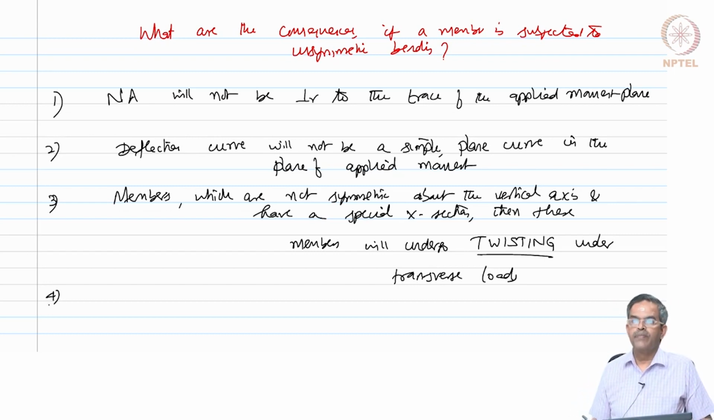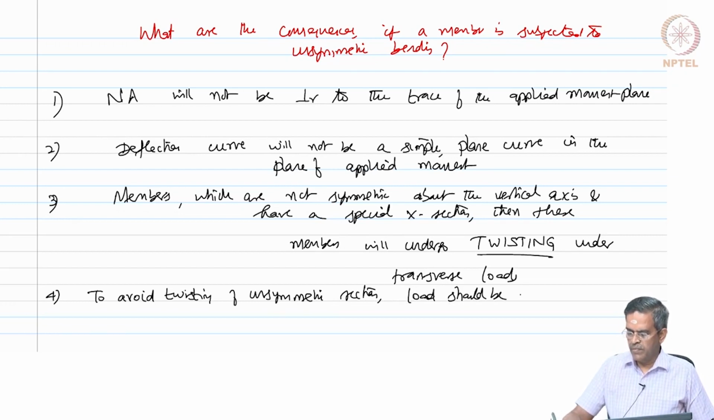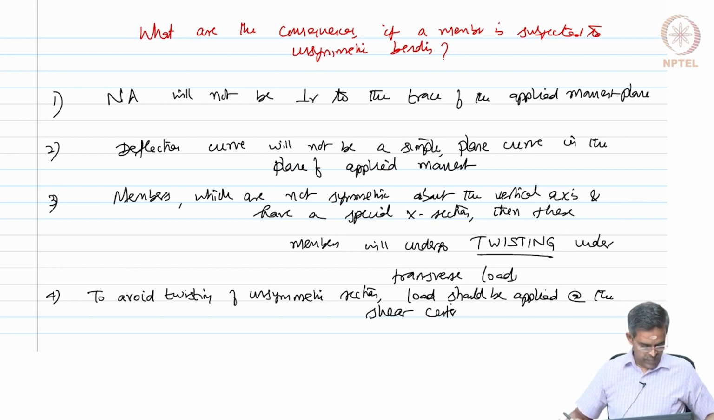The fourth could be, to avoid twisting of unsymmetric section, load should be applied at the shear center. Now the question comes, what is the speciality in analysis if a member is subjected to unsymmetric bending?